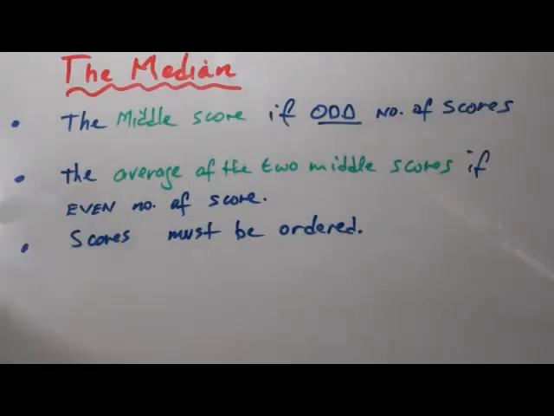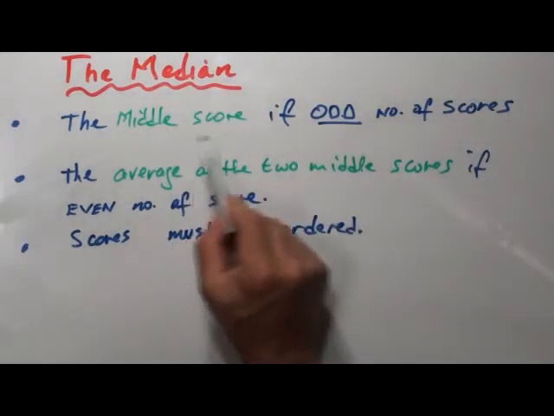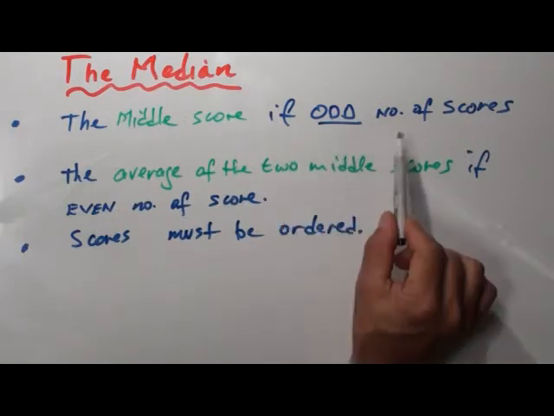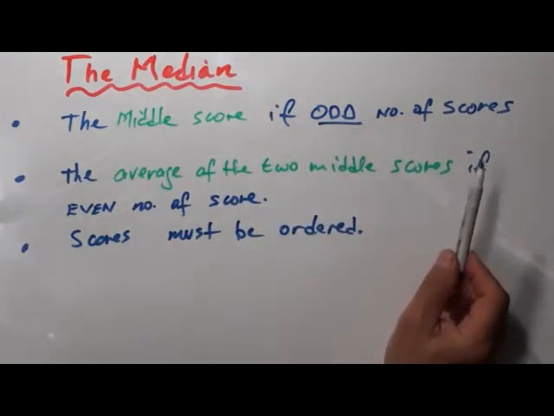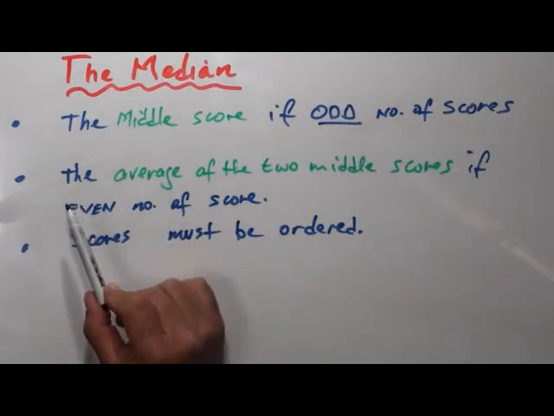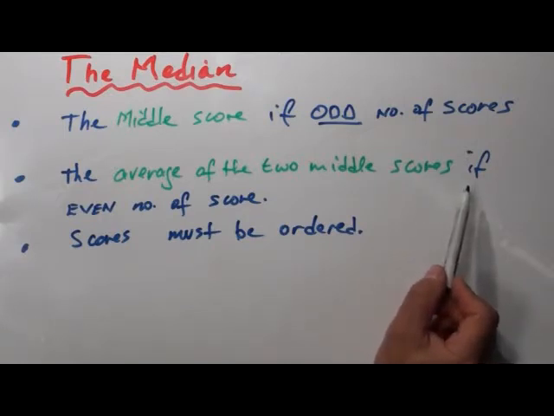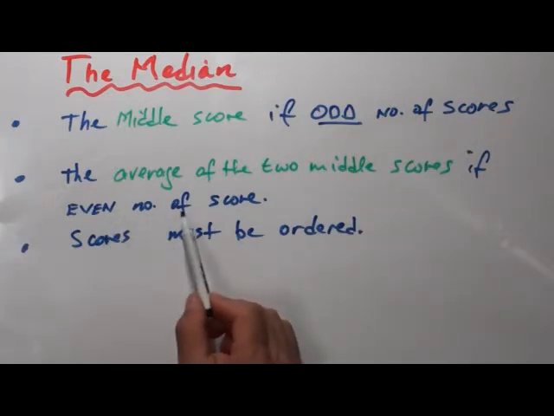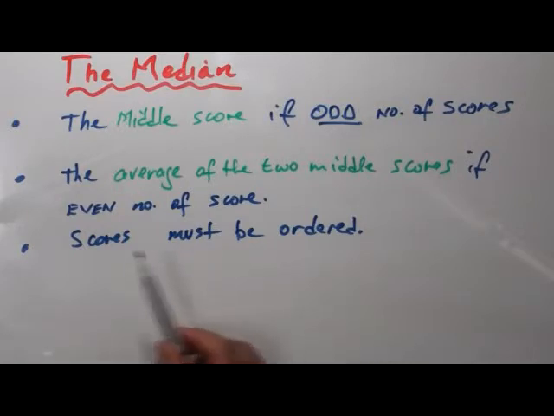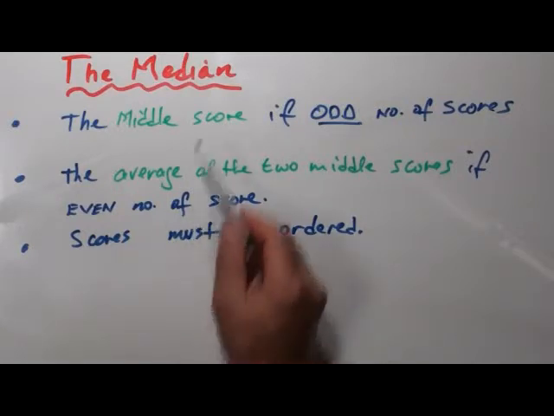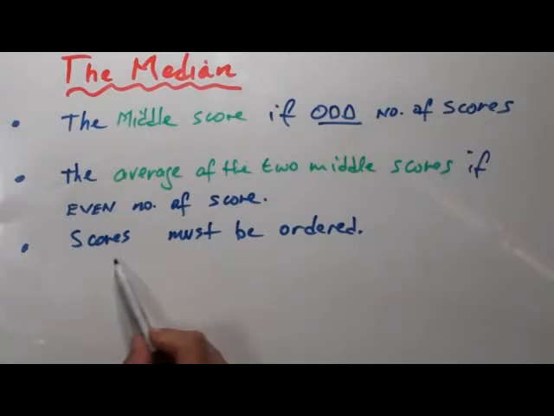So when we're talking about the median, there's a couple of things to remember. The median is the middle score if we have an odd number of scores. The median is the average of the two middle scores if we have an even number of scores. And to find the median correctly, we need to make sure that all of our scores are ordered. They must be ordered. So let's have a look at an example.